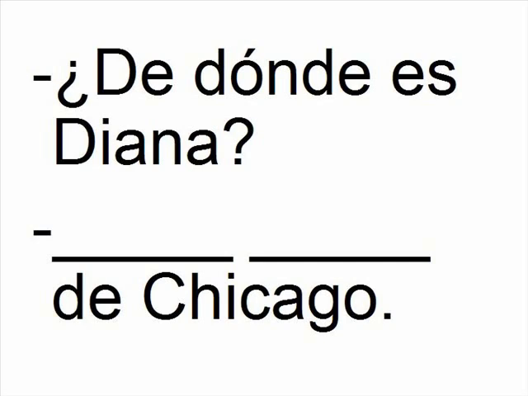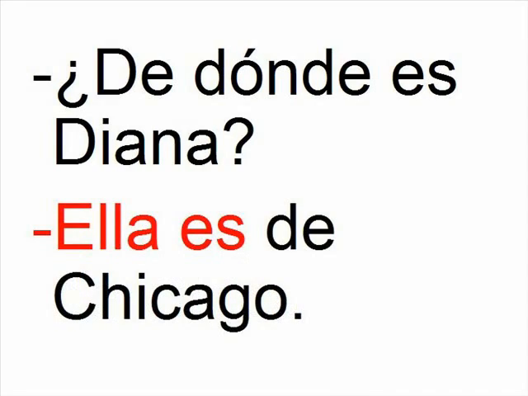Now, if you can remember, ¿De dónde es Diana means where is Diana from? Well, we're obviously going to be answering in English, she's from Chicago. Now, we're replacing Diana with she because we just don't want to say her name again. You could, but there's no real reason to. Plus, we need to practice our pronouns. And if you remember how to say she, and then you remember which form of ser goes with she, you should get ella es. All right? ¿De dónde es Diana? Ella es de Chicago. Where's Diana from? She is from Chicago.